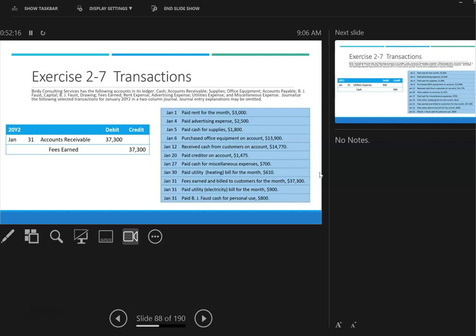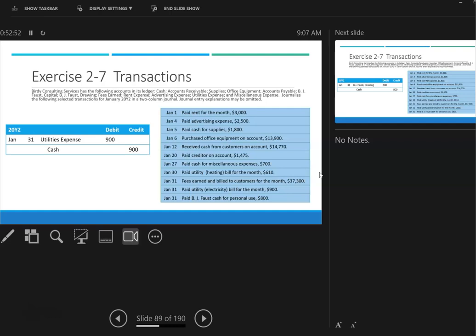Fees earned and billed to customers for the month, $37,300. Billed to customers, it didn't say fees earned and received cash. It said fees earned and billed. Do you see our accounts receivable is sitting at $37,300? And our fees earned are $37,300? Paid utility bill for the month, utilities expense, and a credit to cash.